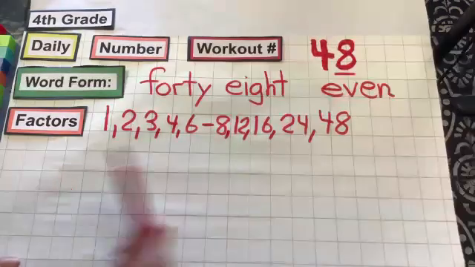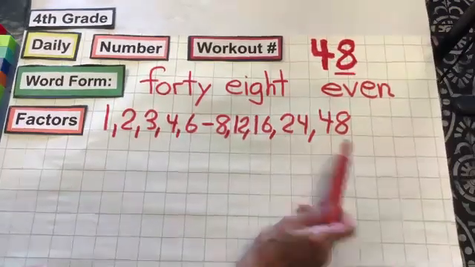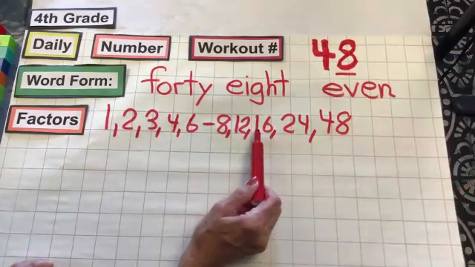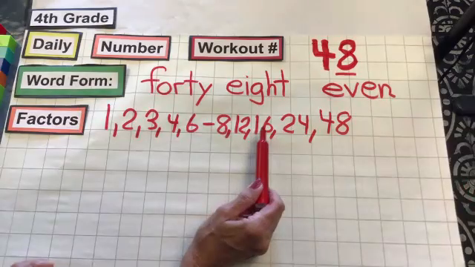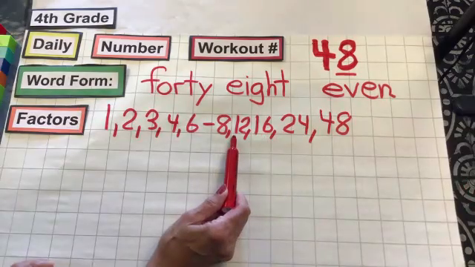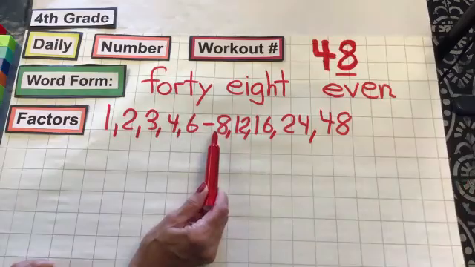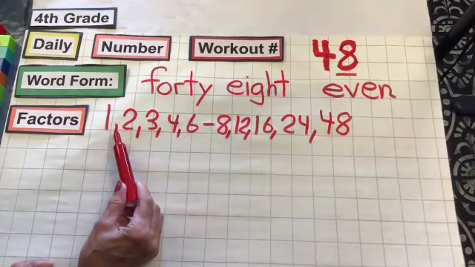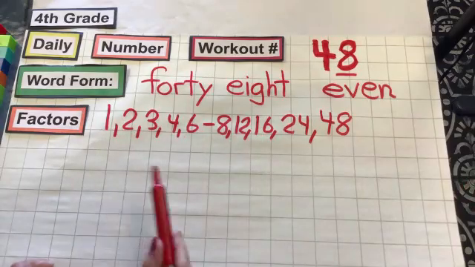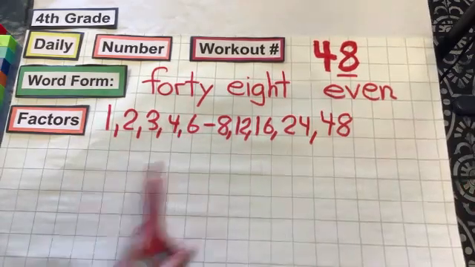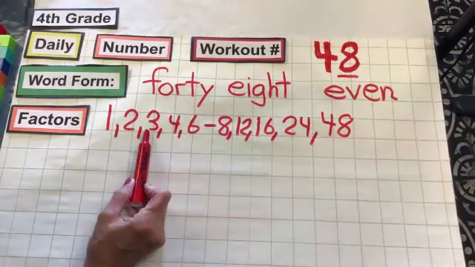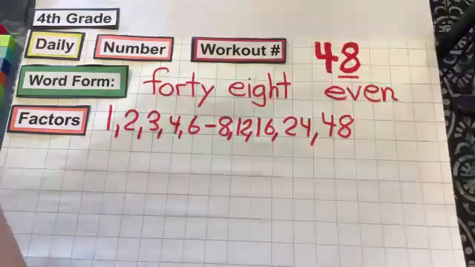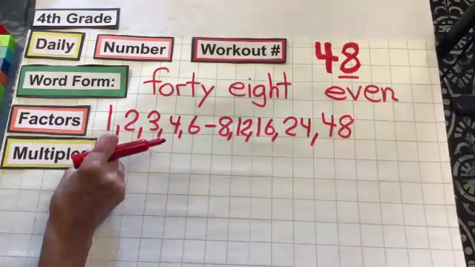So that means if I have 48 M&Ms, I can give 2 people 24. I can give 3 people 16 each. I can give 4 people 12 each, and I can give 6 people 8 each. Or I can give 1 person 48, and so on. Or vice versa, 12 people, I can give 4 each. Anyways, let's move on to multiplication.